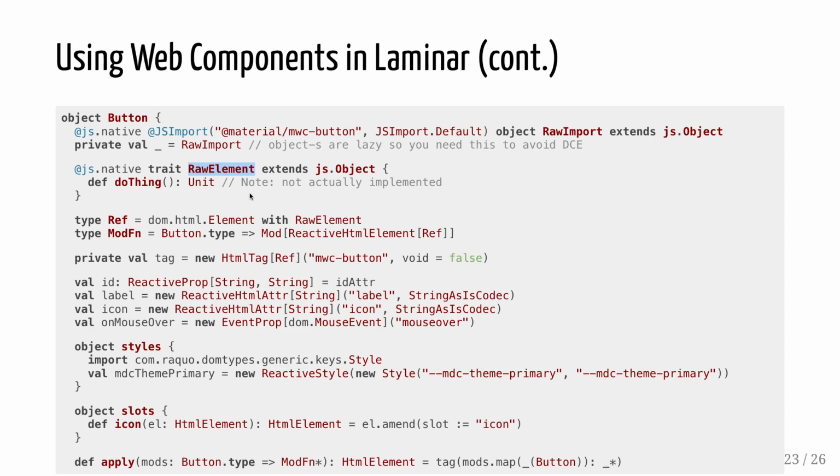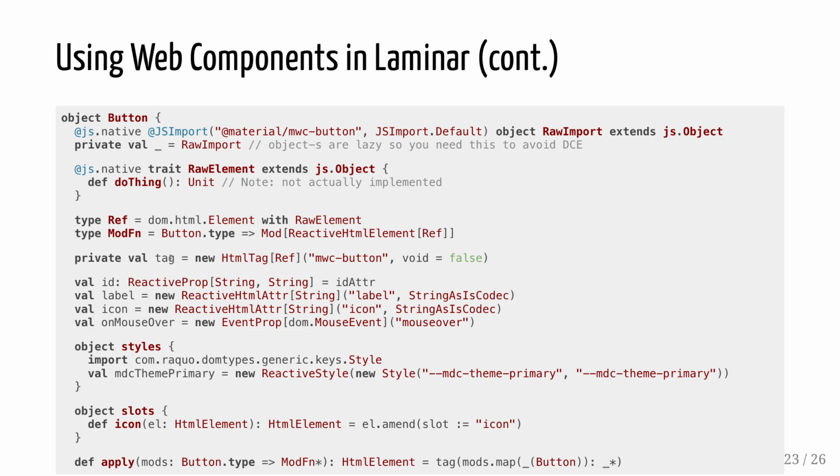Your web component might define some methods or some values on its element, and this is where you can define those methods, and you'll be able to call them this way. DoThing is not a real method because the button doesn't actually happen to have any methods defined on it. It's just defined for demonstration.